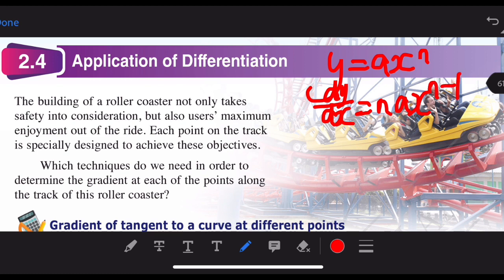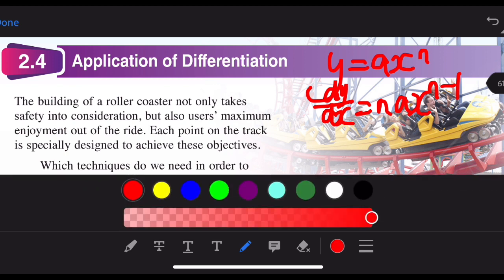n a x^(n-1), and also we have the product rule, right? We have the quotient rule, right? All this I taught in my previous lesson. You can refer to the video. I have shared many videos about basic skills of differentiation. So today I would like to teach you all on application of differentiation, which many students are very scared of. It's okay, let's try our best.